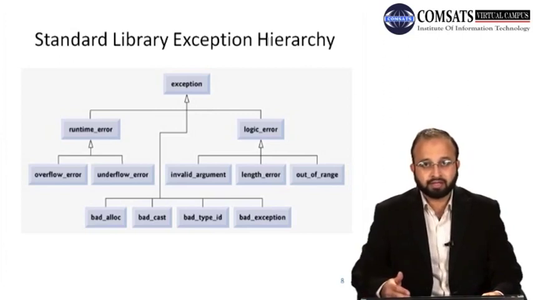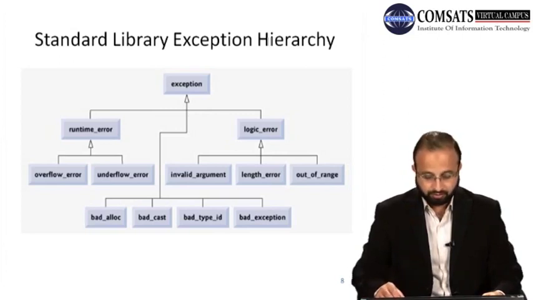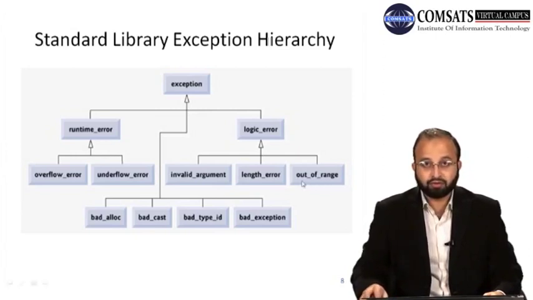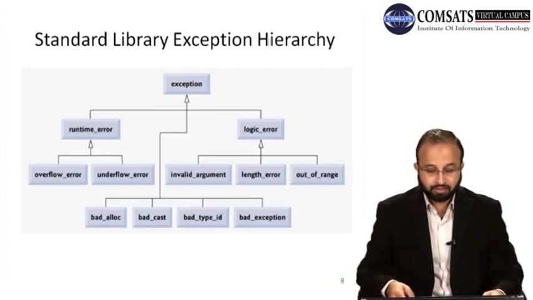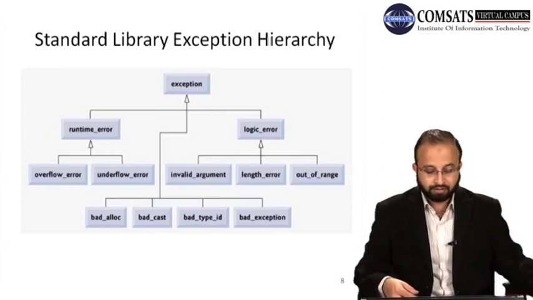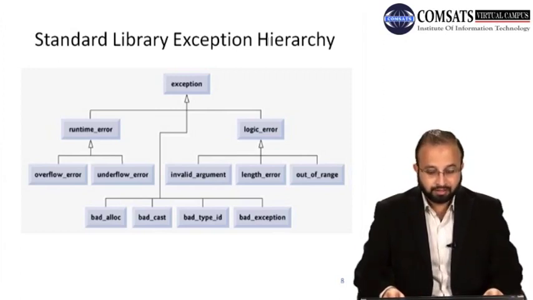For example, if the size of the array is 5 and we are trying to store a value on the 6th or even the 5th index, then it is not possible and that exception can be thrown. So it tells that the index of the array exceeded its allowed range, right? So these are the standard exception classes, library classes. You can find the details of these classes in the C++ documentation.